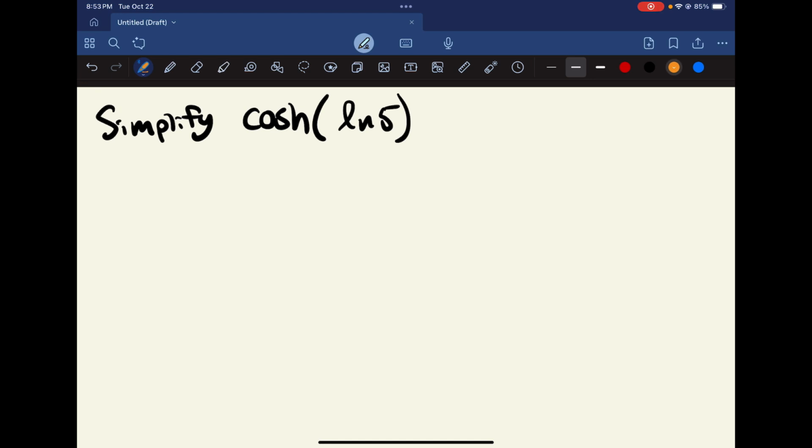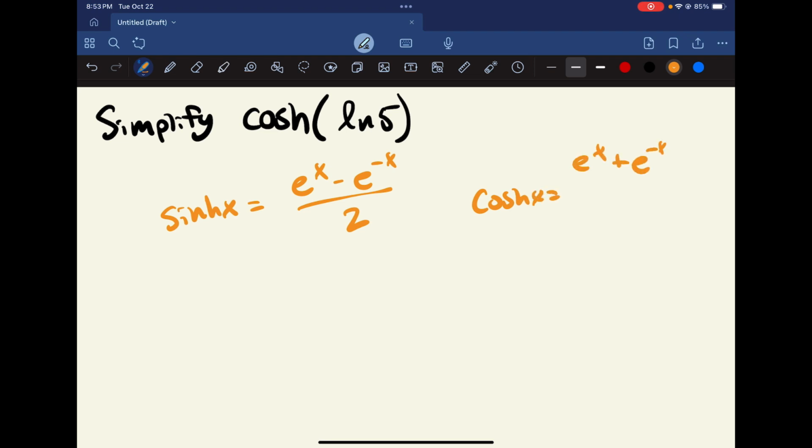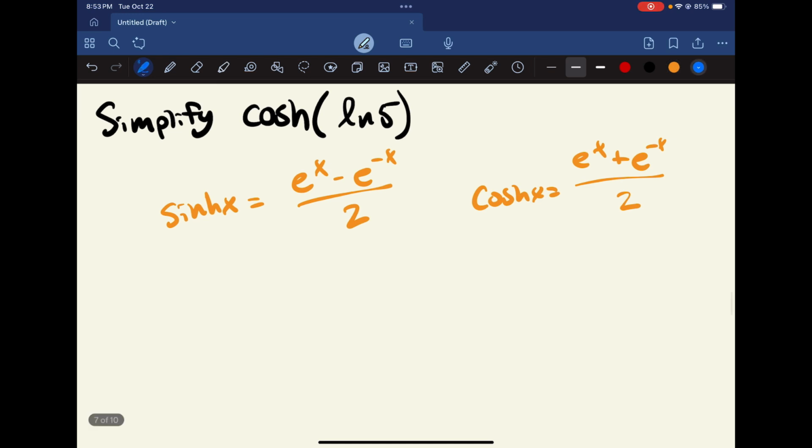So first there's sine hyperbolic, which equals e to the x minus e to the negative x, all divided by 2. And then there's cosine hyperbolic, which is e to the x plus e to the negative x, all over 2. For this particular question, we're being asked about cosine, so that is e to the x plus e to the negative x, all over 2. And we're asked to plug in ln of 5. So that's going to be e to the ln 5 plus e to the negative ln 5, all divided by 2.